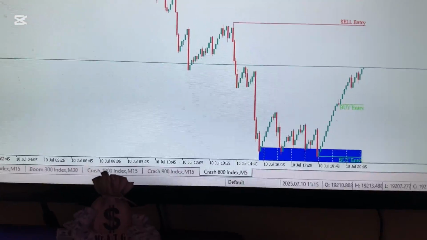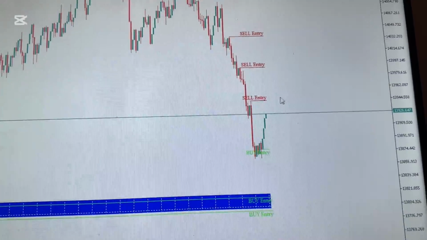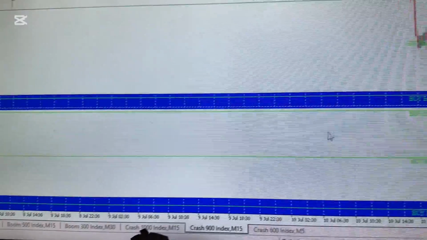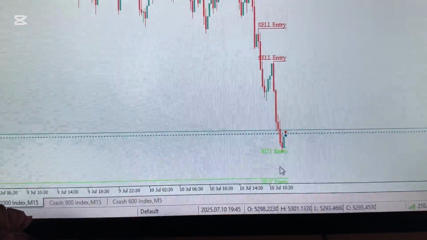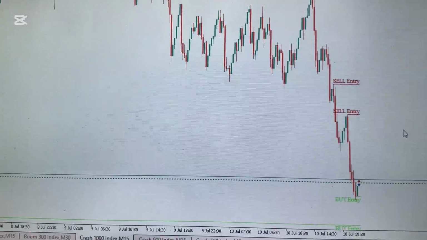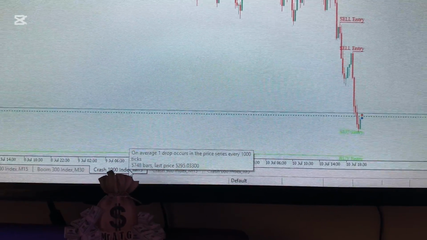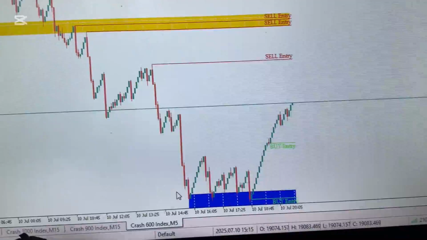Now, I've also noticed that these markets are actually pushing up. They're sort of doing the same move. Even if you look at Crash 900, it's the same buy movement. Something to note on Crash 1000 as well. We're in this trade and they're sort of pushing up like that. All of these crashes, Crash 1000, Crash 900, Crash 600, are doing the same movement.